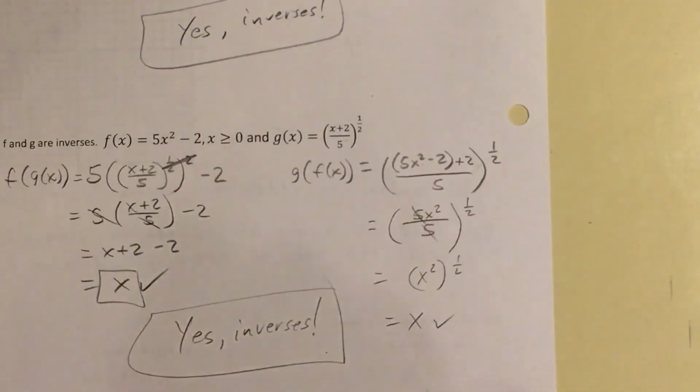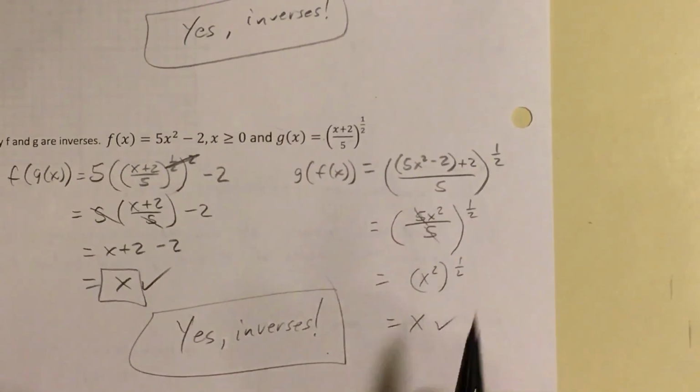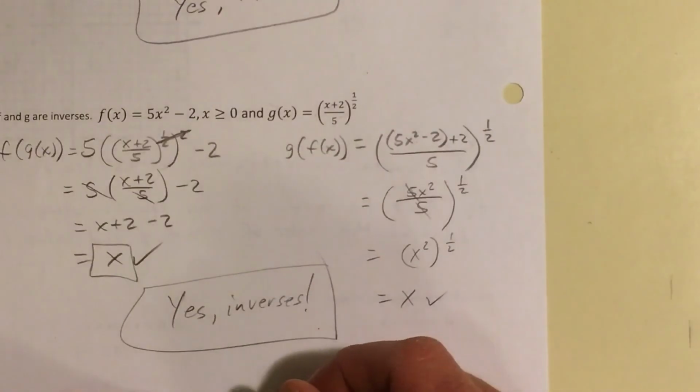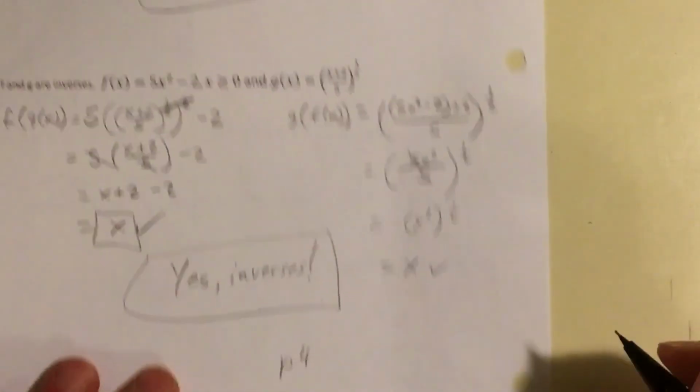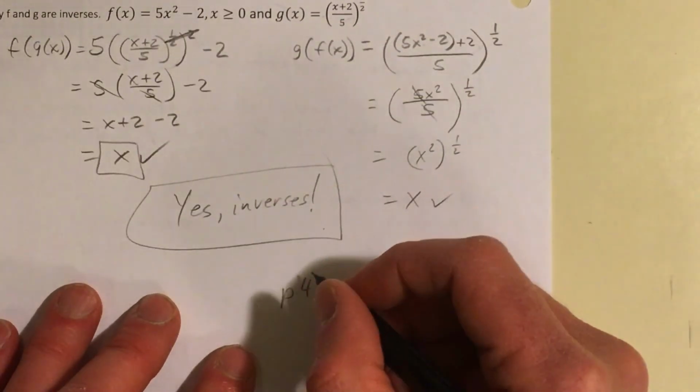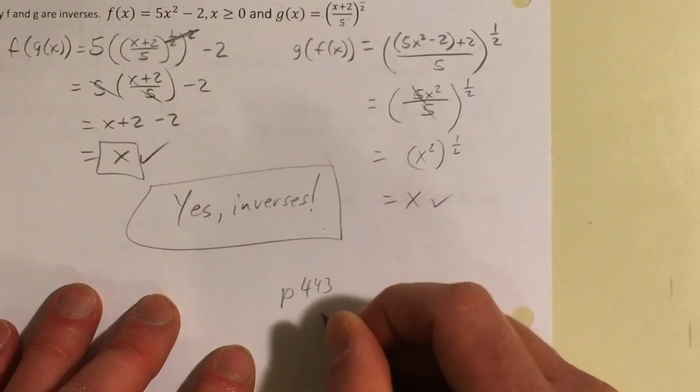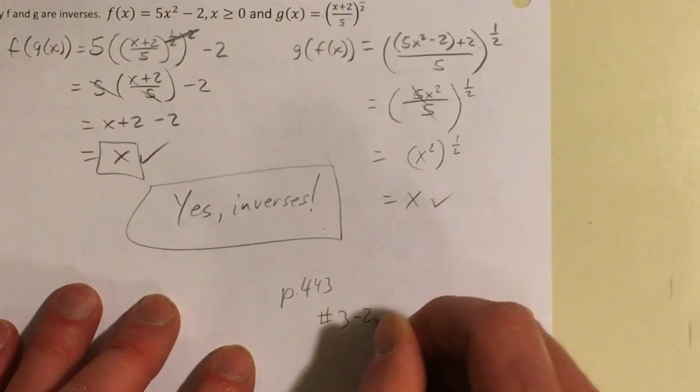Now take your time when you simplify these, okay? Take your time. You're going to want to practice. The practice is page 443, numbers 3 through 21 odds.